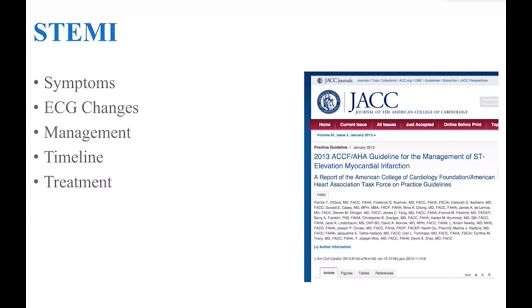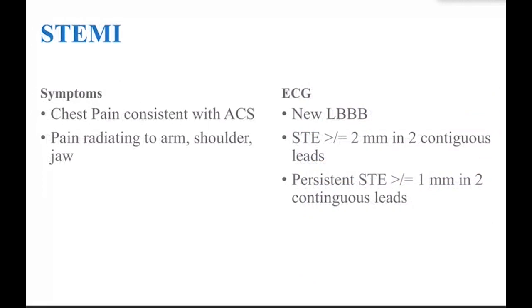Alright, so with ST elevation MI, the first thing that we want to look at are the symptoms. We mentioned the chest pain that's consistent with ACS, pain radiating to the arm, shoulder, and jaw. You put that in line with the EKG changes. You can see a lot of different things on the EKG. You can see left bundle branch blocks. You can see ST elevation in greater than or equal to 2 millimeters in 2 contiguous leads, or even a persistent ST elevation greater than or equal to 1 millimeter in 2 contiguous leads. Again, we're relying on the EKG as our initial assessment to understand the underlying anatomy and figure out one of the pieces to the puzzle as to where the underlying pathology is.